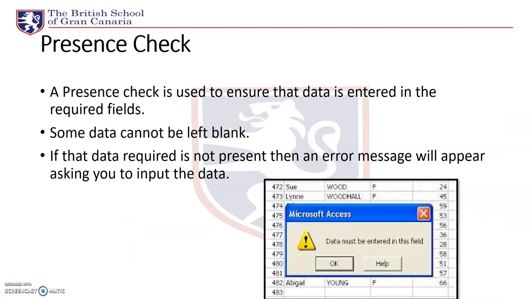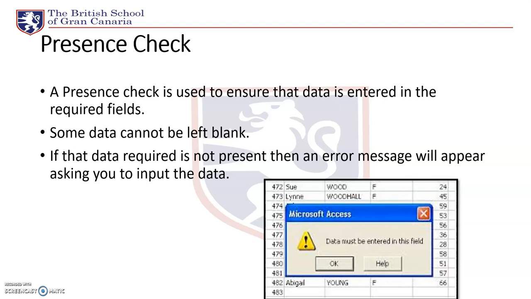Welcome back. I hope you found that useful. So now what we're going to go through is a couple of different types of validation. A validation check is called the presence check. This is used to ensure that data is entered into the required fields because some data cannot be left blank. So, for example, if you were to fill out a form, they may want your name and ways to get in touch with you. For example, they may want your email address or your phone number, and you cannot leave any of those blank on the form. If you did, they would say, please fill out this field.